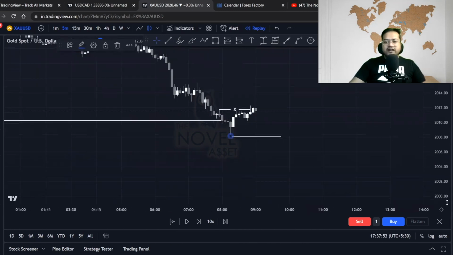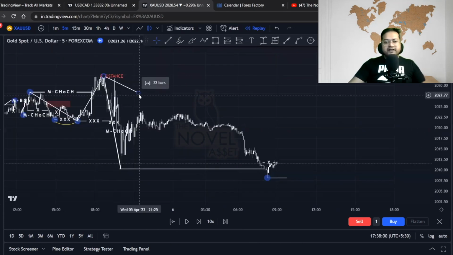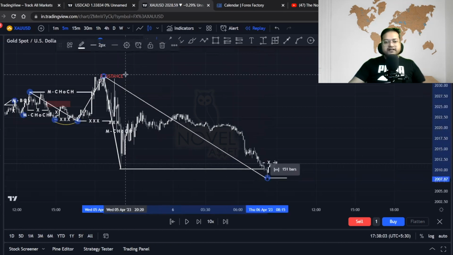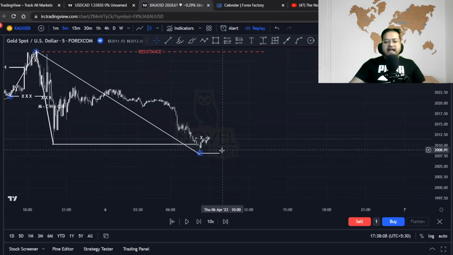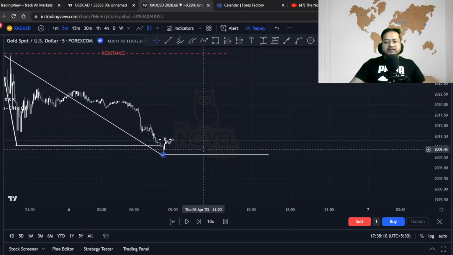So your confirmed range in the market is from this previous high to this low. So this is your major resistance. If the price wants to change the character towards the upside, price has to take out this major resistance. And if the price wants to continue the structure towards the downside, this is your major support.